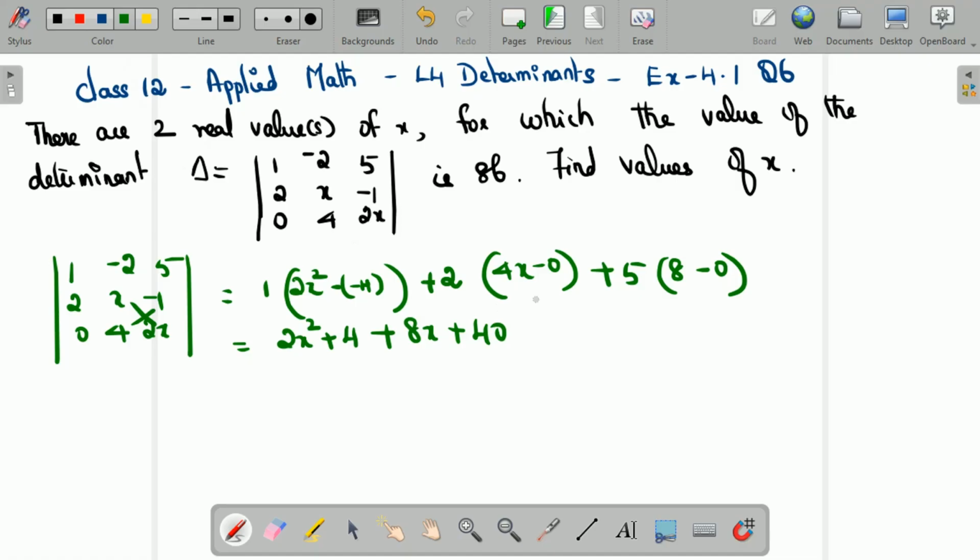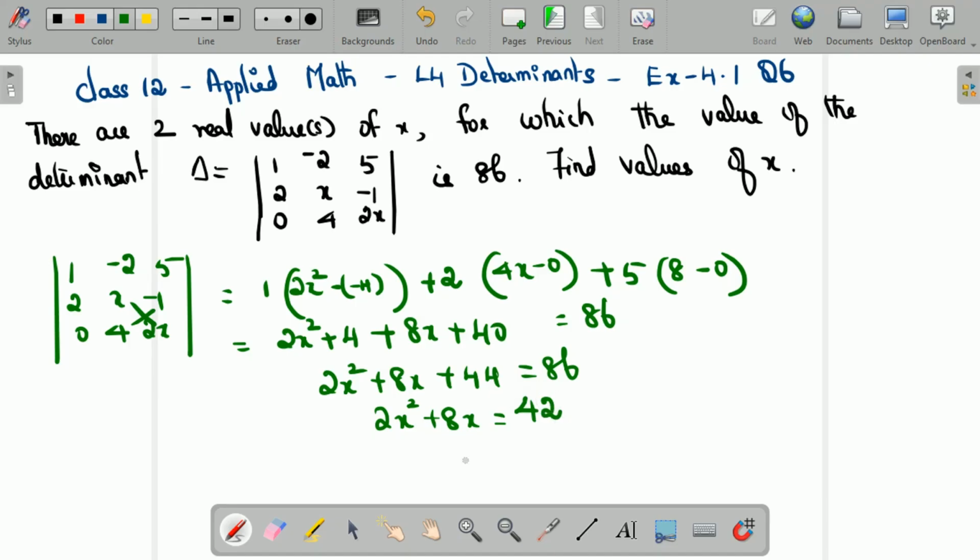Remember this determinant is equivalent to 86. So let's write the other side here. So 2x squared plus 8x plus 44 is equal to 86, or 2x squared plus 8x is equal to, I'm taking this 44 to the other side, so 86 minus 44 is equal to 42. All terms here are multiples of 2, so I'm dividing every term by 2. So this is x squared plus 4x is equal to 21.